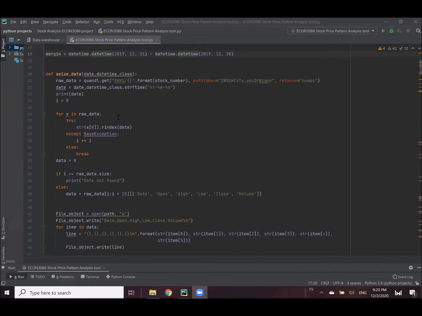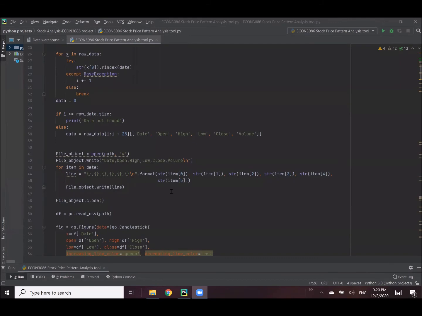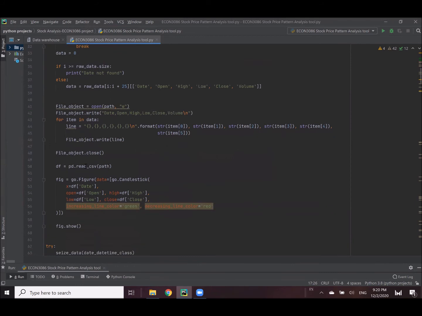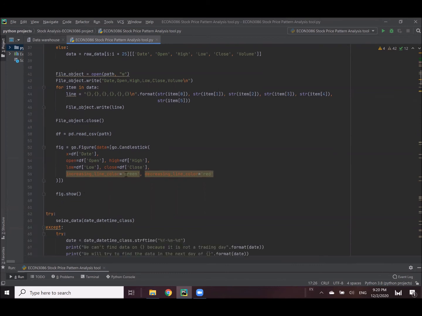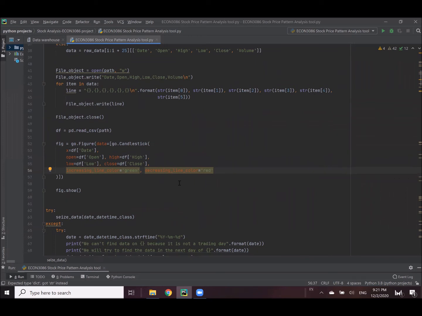And in this part, after getting the data, we will open this data warehouse file, write the data into this file, and we close it, and we read it again and plot the diagram with the Plotly library. And in this part is a very cool function that you can change the color of the candlestick chart. In daily life, you can only see green and red color, but you can input a purple or blue as you preferred. So it's very cool.